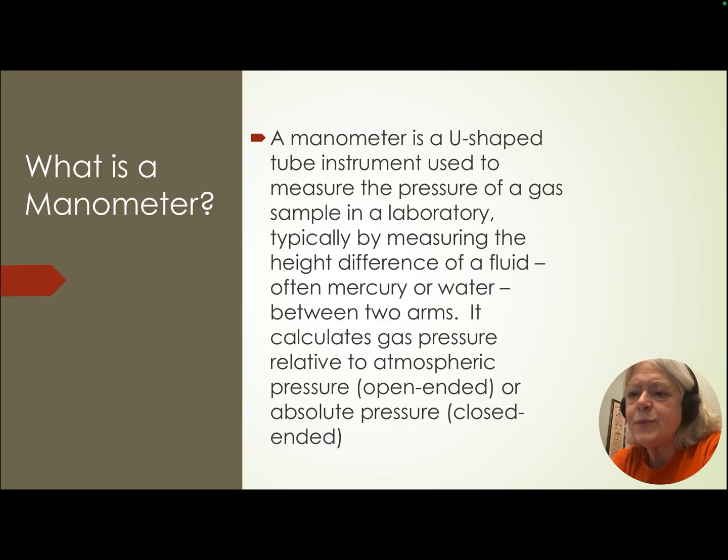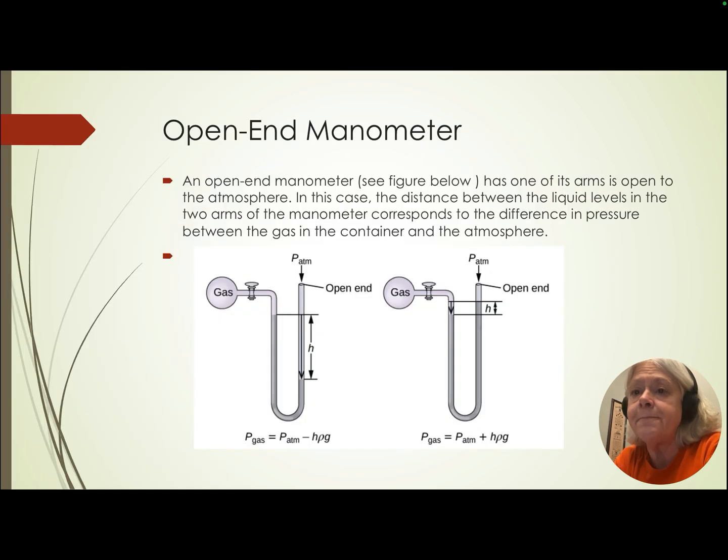We can calculate gas pressure relative to atmospheric pressure, which is an open-ended manometer, or absolute pressure, which is a closed-ended manometer. Here are two diagrams of an open-end manometer. Please notice that one of the arms, in this case the arm on the right, is open to the atmosphere. Thus, the atmospheric pressure is the pressure being exerted in the fluid on the right arm, which is the arm open to the atmosphere.